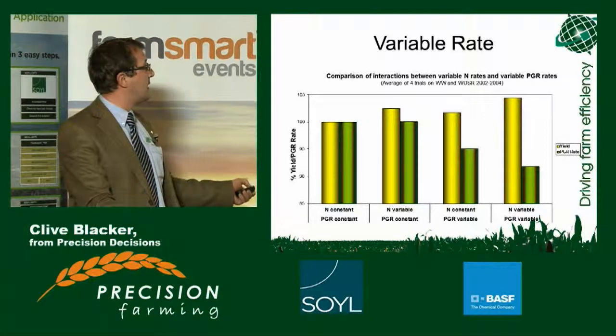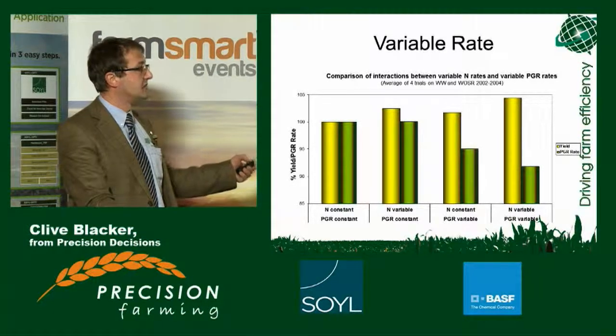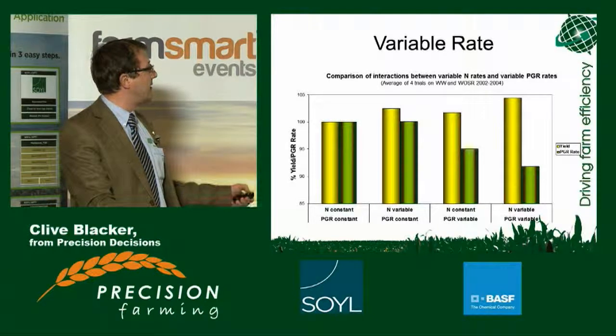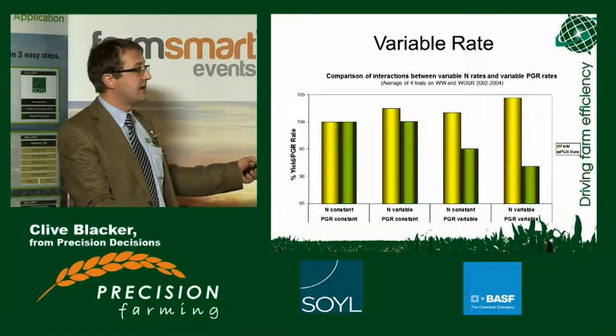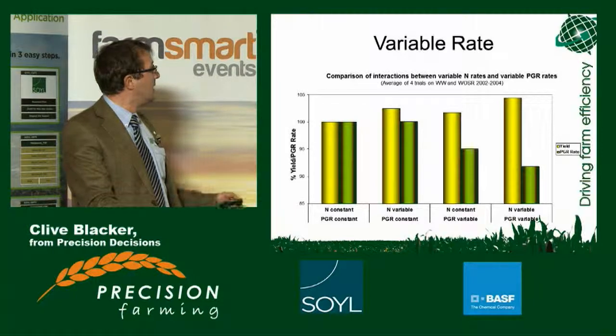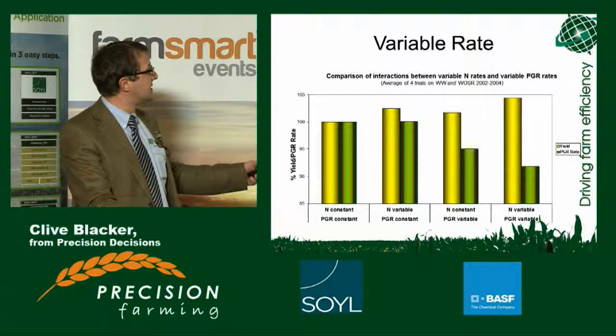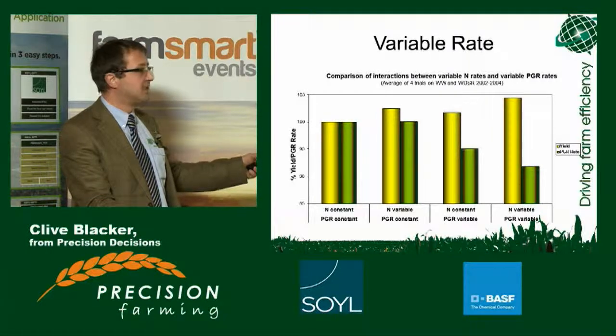So here we've got constant nitrogen and constant PGRs. We call it our 100%, that's farm practice standard. If we look at variably applied nitrogen, we typically get our 2.5 to 3.5% yield response without a lot of problem. In this case, the growth regulators are constant. If we look at variable rate growth regulator, then we use less growth regulator and see a small increase in yield.